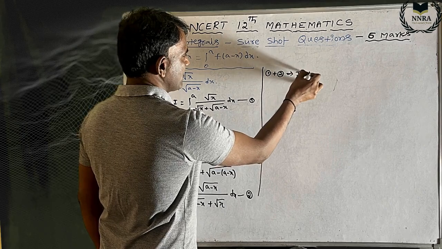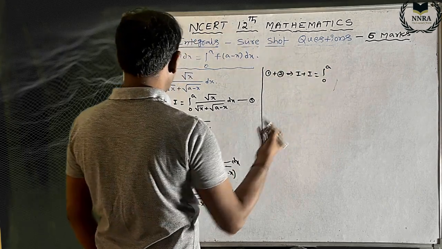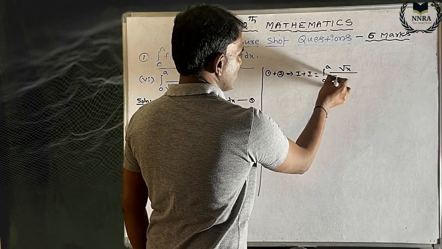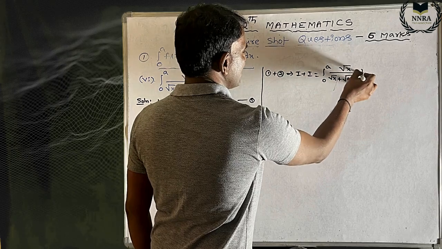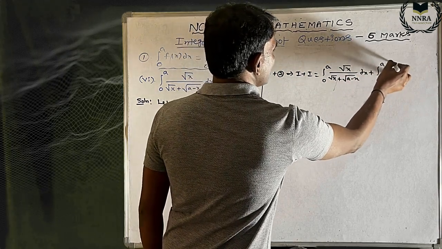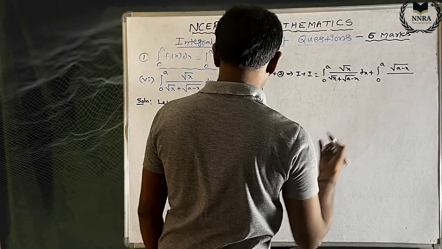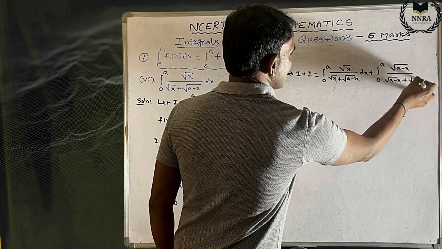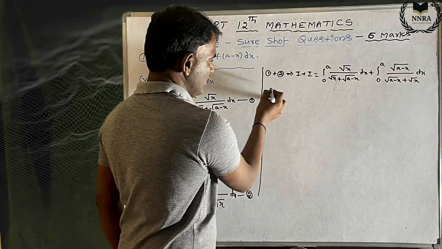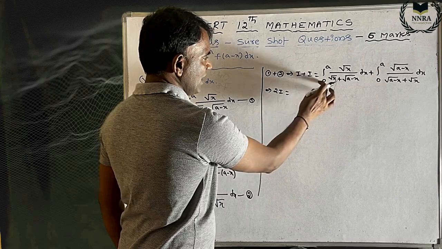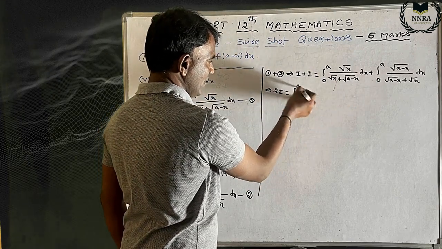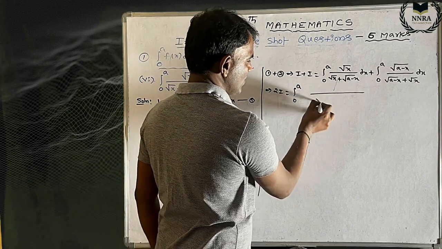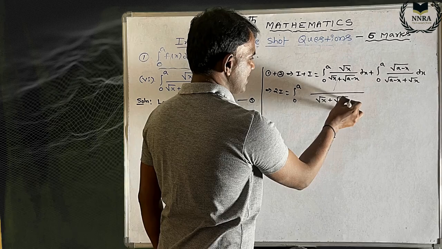So I plus I, and 0 to a, what is the first value? Root x divided by root x plus root of a minus x, and the second one is 0 to a, so root of a minus x divided by, again it is root of a minus x plus root x, then dx. Now I plus I can be written as 2I, and this is the common symbol, 0 to a. And if you see the denominator, both are same, right? Then write here square root of x plus square root of a minus x.